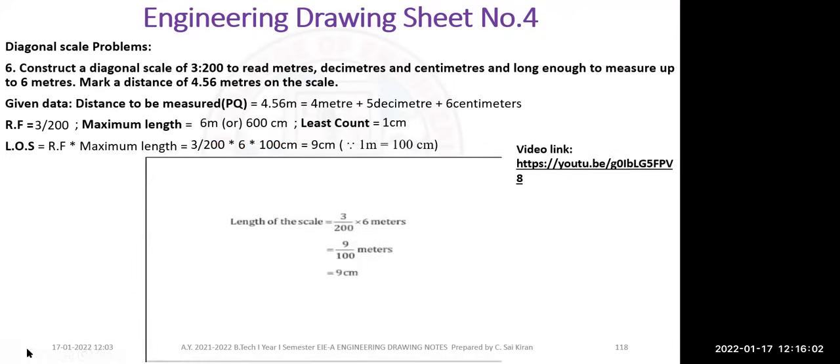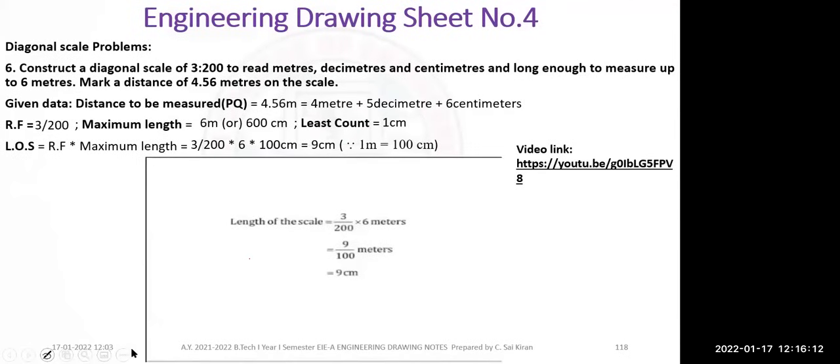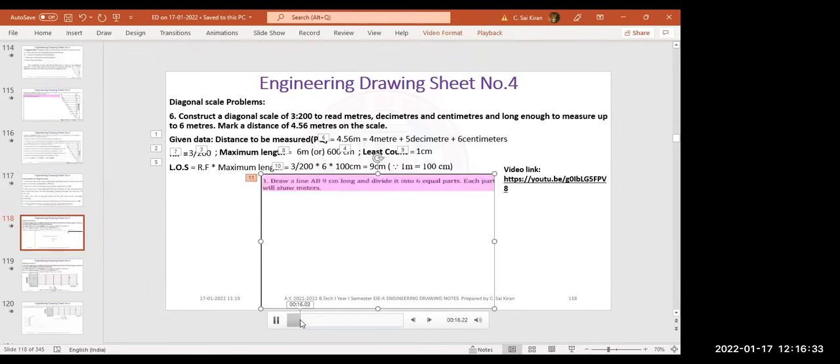You can watch this video once so that you will understand. It's not playing, wait for 1 minute. Here, this is the length of scale you have to calculate. First draw the line AB. Because we know the length of scale, draw AB as 9 centimeters and divide it into 6 equal parts: 0, 1, 2, 3, 4, 5.